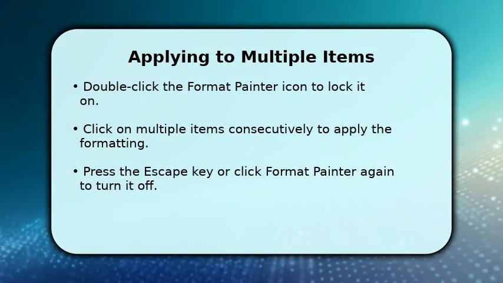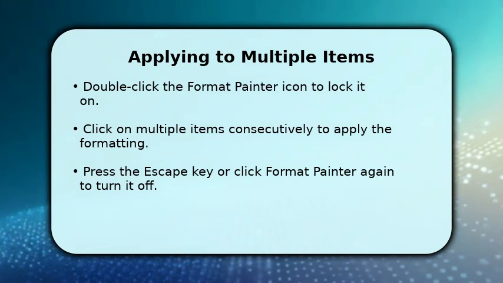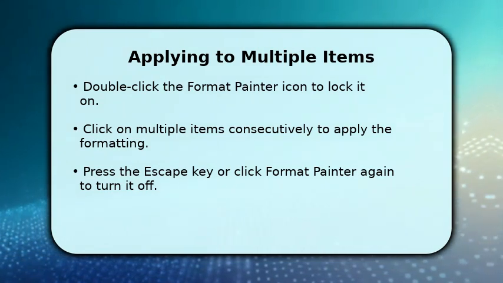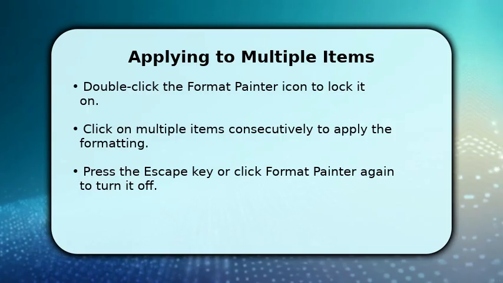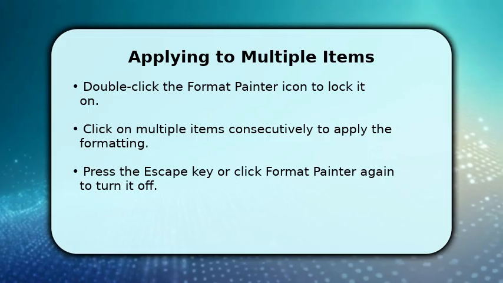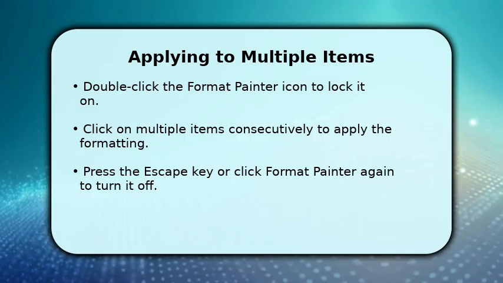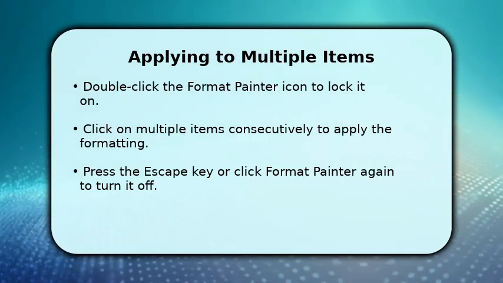When you need to apply the same formatting to several different items, Format Painter offers an even more efficient method. Instead of clicking it just one time, double-click the Format Painter icon. This action locks the tool, allowing you to click on as many different text boxes or objects as you need, applying the copied style to each one.